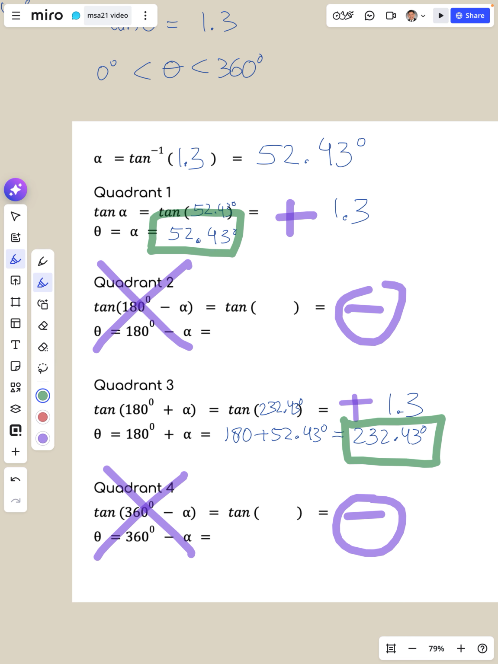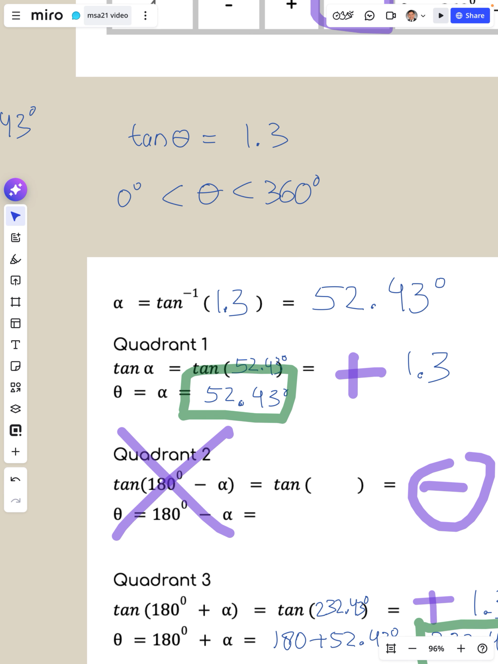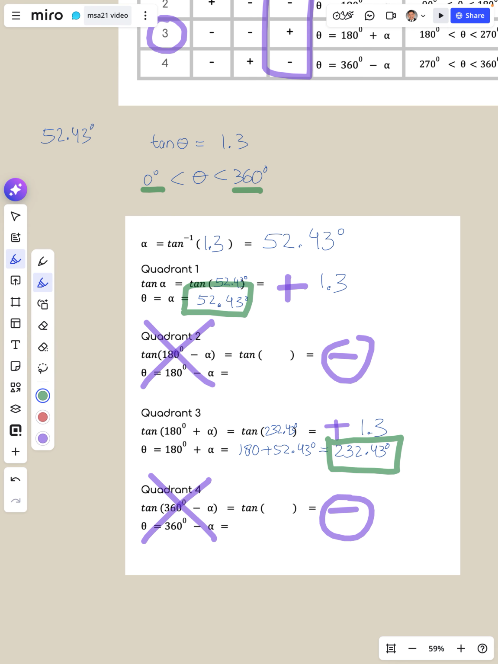That's it. That's how you solve a trigonometry question if they give you the domain of theta from 0 to 360, and that is our answer.